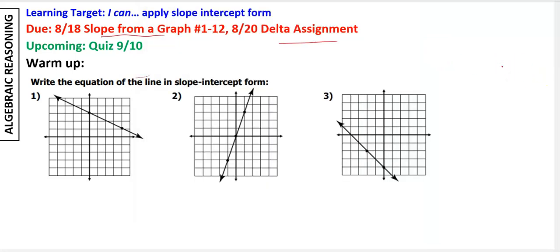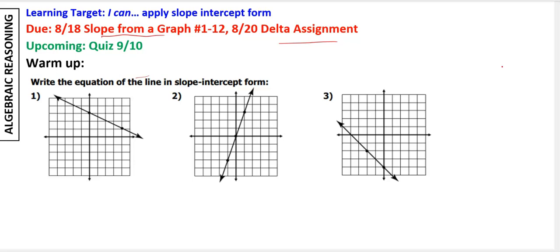Well, anyways, these are going in the grade book soon. Slope from a graph, delta assignment. So if you haven't been here, or if you never finished it, there's still time. You got to go to 820 in the Google Classroom and do the delta math assignment because that grade will go into the grade book exactly as I see it. Okay. Slope from a graph, 1 through 12. It looks like that right there.